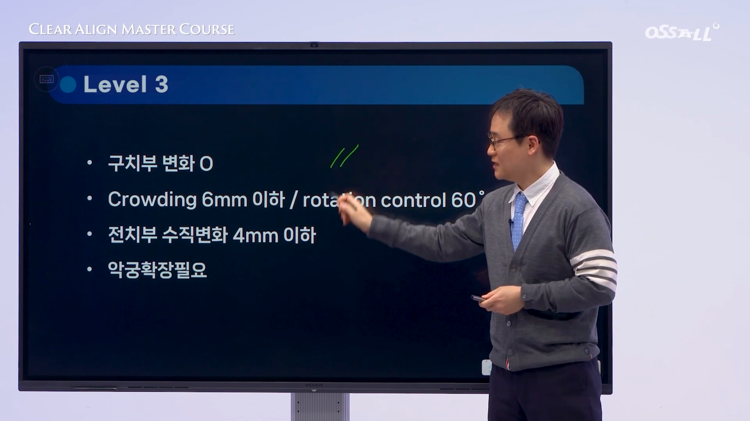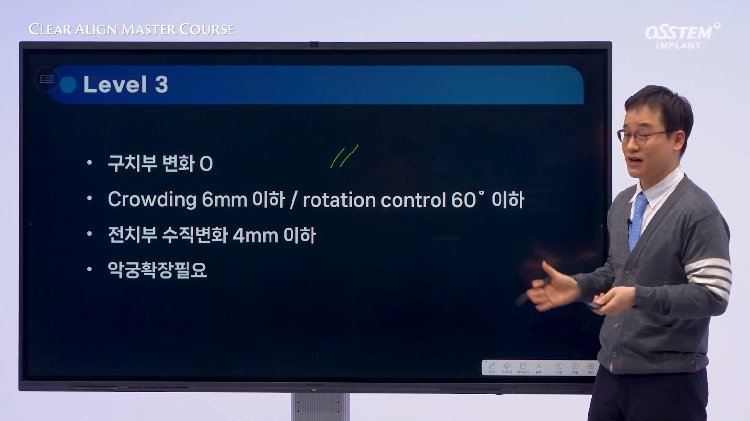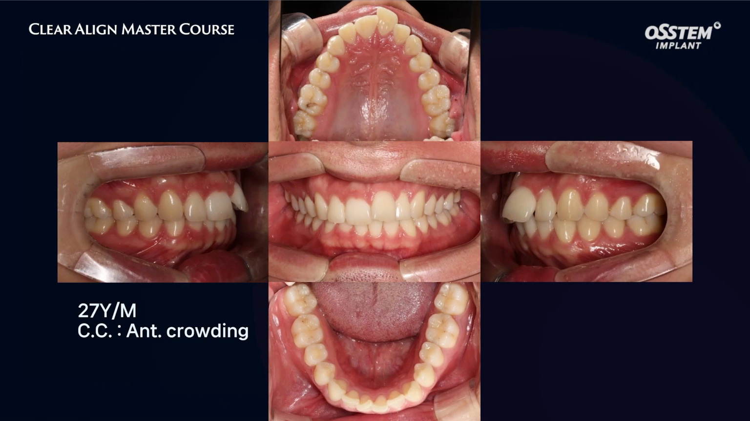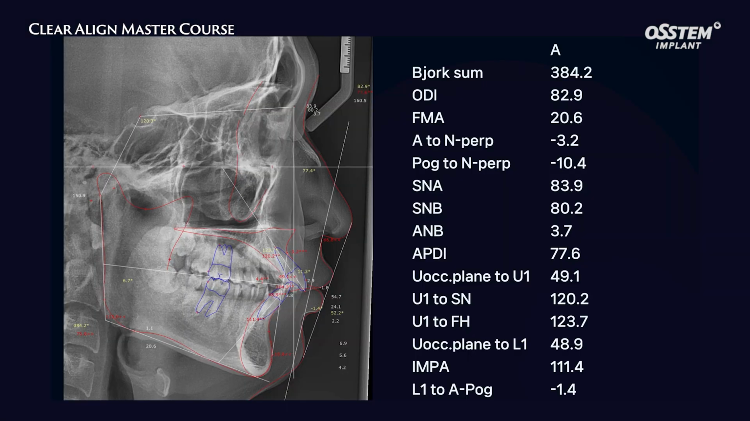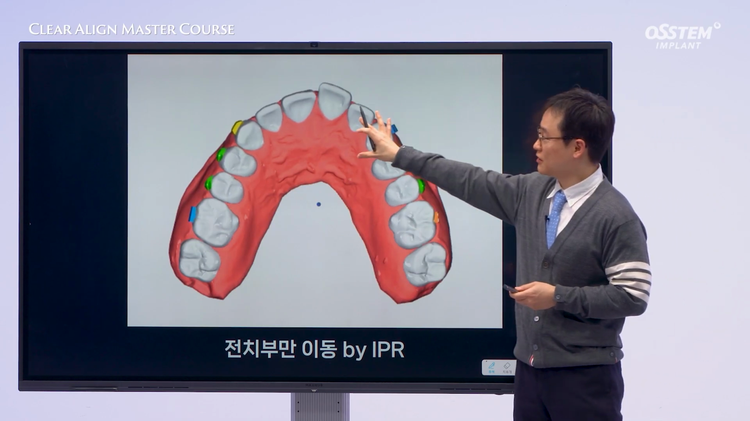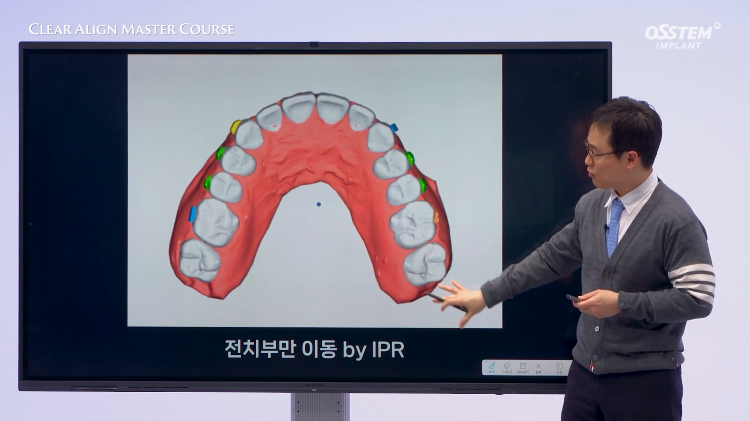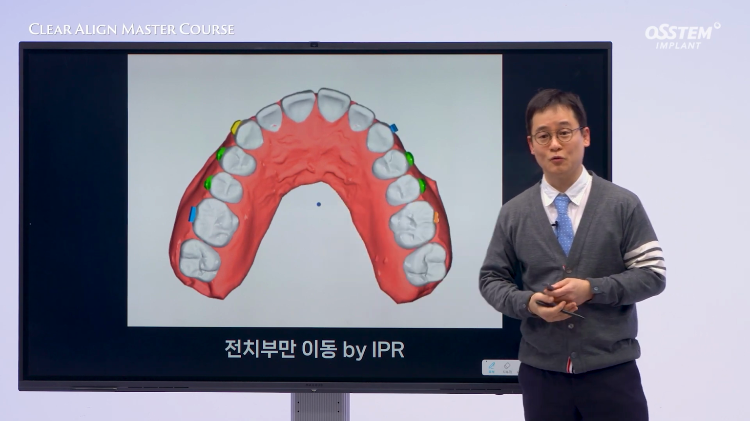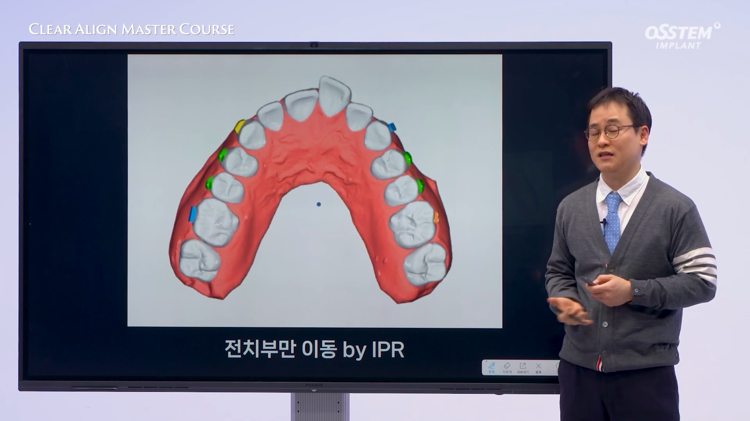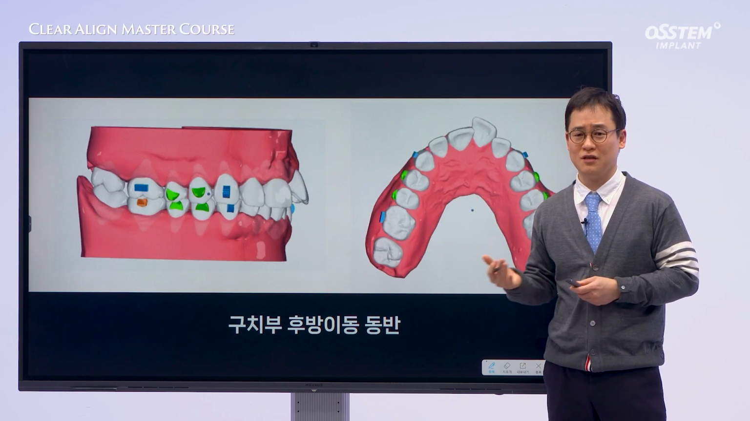So, when molar movement is involved or when there's a significant amount of crowding, more variables tend to occur. For example, in cases where the anterior teeth are protruded, and you're trying to correct them by distalizing the molars, the treatment takes longer and often involves some trial and error. These cases require more in-depth study.